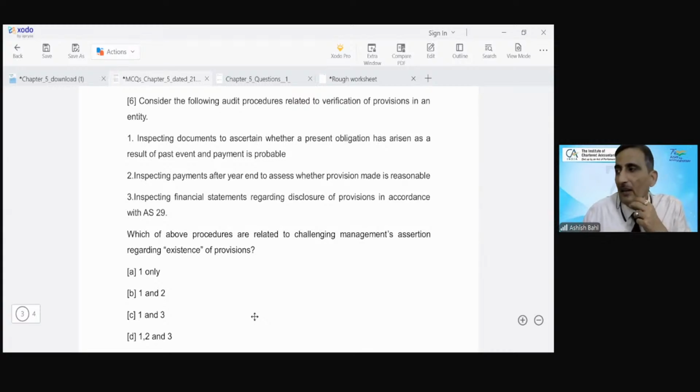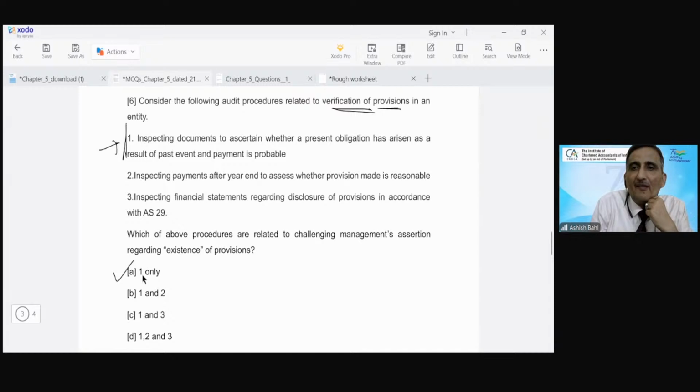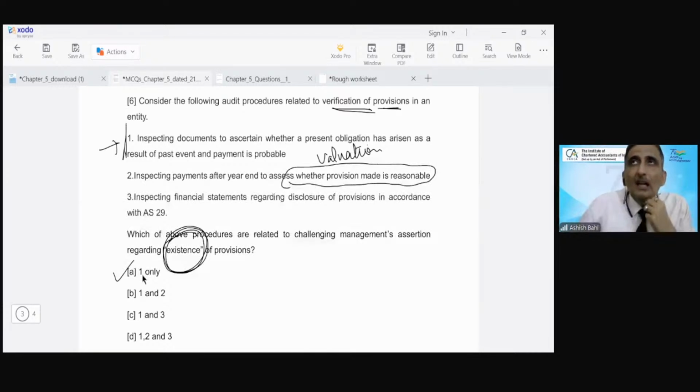So again, confusion probably between A and B. So the answer is A, guys. This is required for verification of a provision, to see whether the provision exists or not. So the question is asking about only the existence assertion. Now this relates to reasonability. Now it relates to the valuation assertion, whether the provision is valued properly, which relates to its measurement. Okay. So the answer is A.